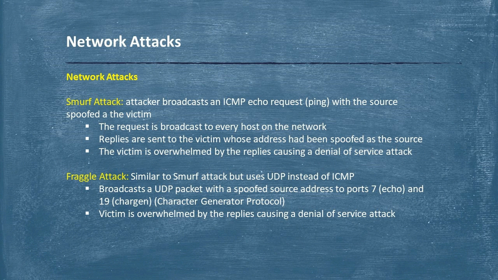The next attack is the Fraggle attack, similar to the SMURF attack, but it uses UDP instead of ICMP. Same thing, instead of issuing a ping command, an ICMP echo request, here a UDP packet is broadcast with a spoofed source address to port 7 and port 19. The victim again thinks that it is a genuine request, and is overwhelmed by the replies, causing a denial of service attack.